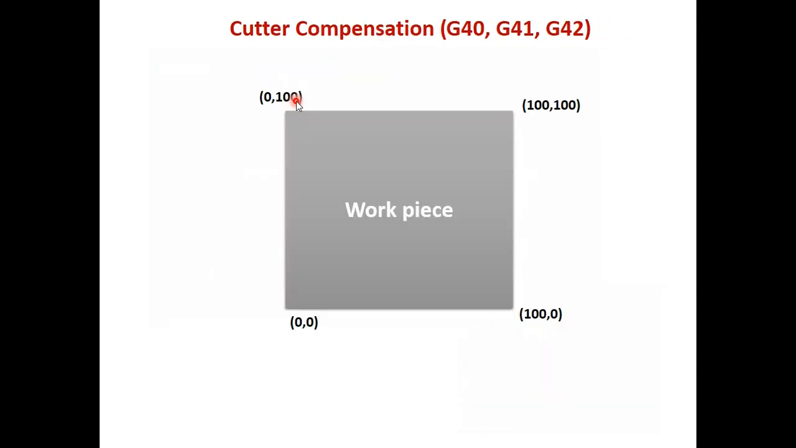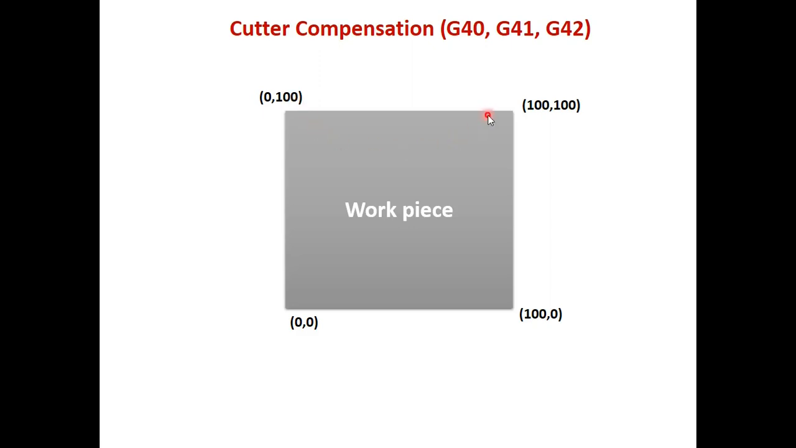Now let's see the use of G41 and G42. G40 is cancel all cutter compensation, you don't need it, and G41 is one compensation, and G42 is the other compensation. Okay, so let's go with G41.